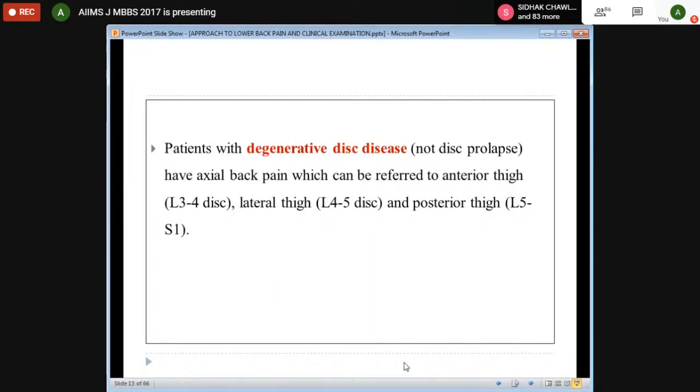The pain with degenerative disc disease: if the patient has degenerative disc disease, they usually don't have radiating pain, they can present with referred pain. In the case of disc prolapse, they will usually have radiating type of pain.